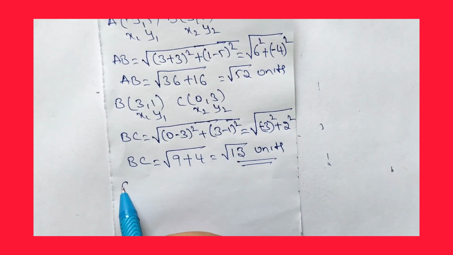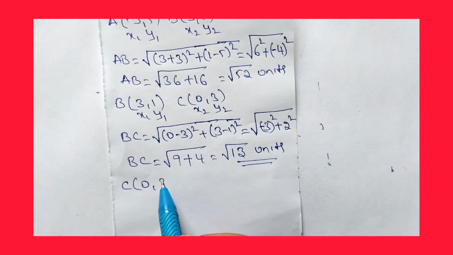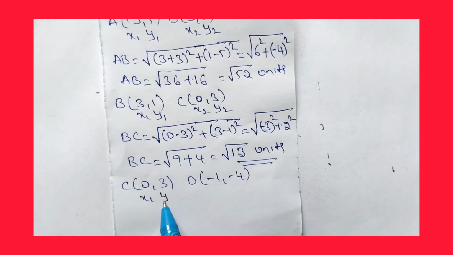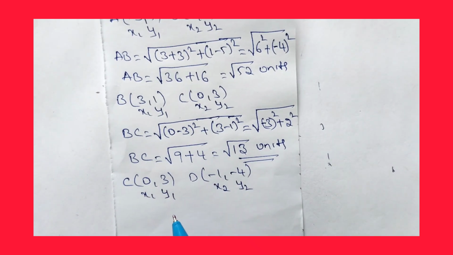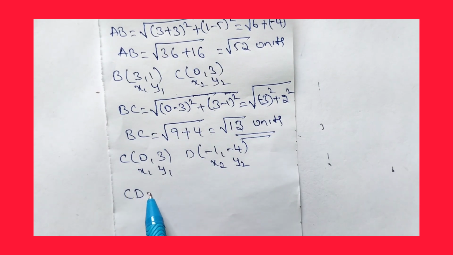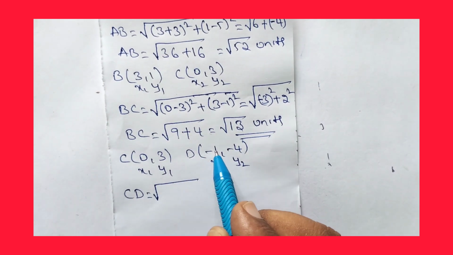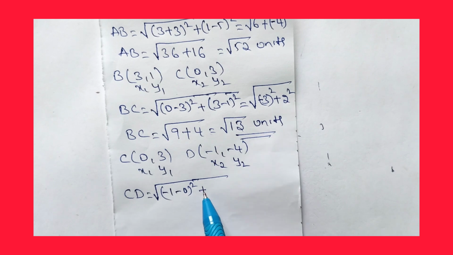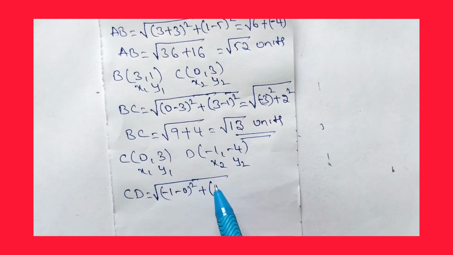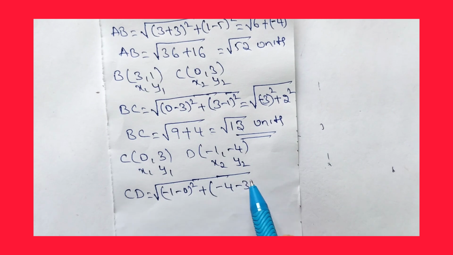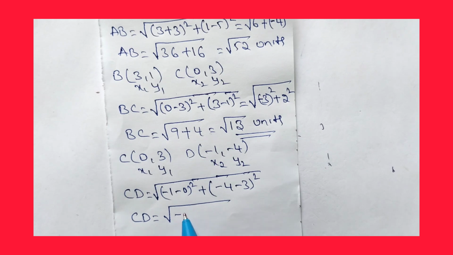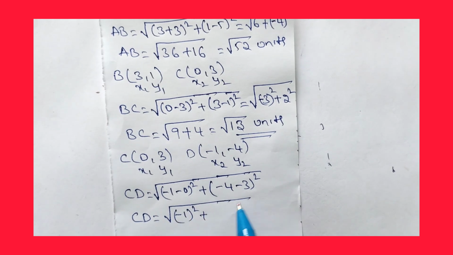Then after BC, find out CD. C is 0 comma 3 and D is minus 1 comma minus 4. So x1 y1 and x2 y2. CD is equal to square root of (x2 minus x1), minus 1 minus 0 whole square, plus (y2 minus y1), minus 4 minus 3 whole square. So CD is equal to square root of minus 1 whole square plus minus 4 minus 3, which is minus 7, whole square.